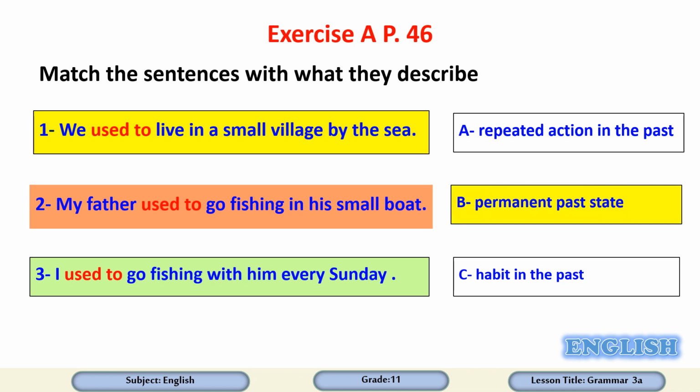Sentence number 2. My father used to go fishing in his small boat. Yes, very good. The sentence describes a habit in the past. Finally, sentence 3. I used to go fishing with him every Sunday, and the meaning here is a repeated action in the past.